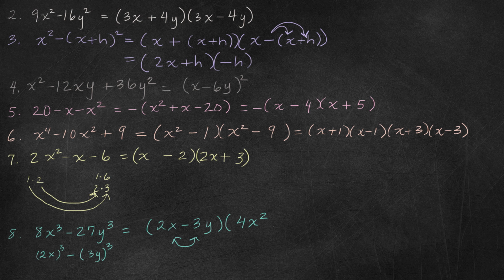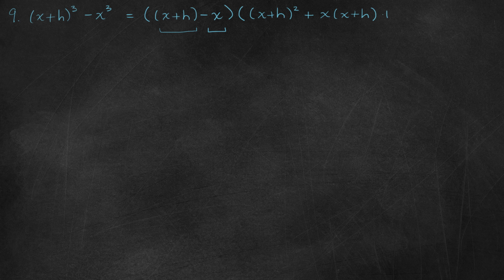But remember, we want to use the opposite sign here. So 6xy. And then the last one is always positive. And for that, I'm going to square this. So plus 9y squared.